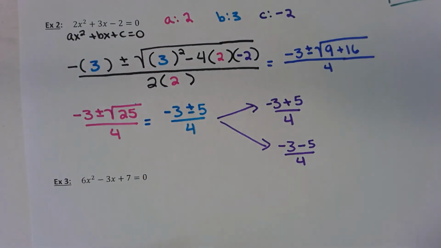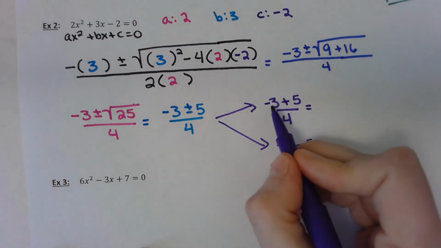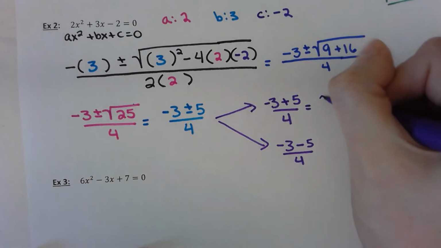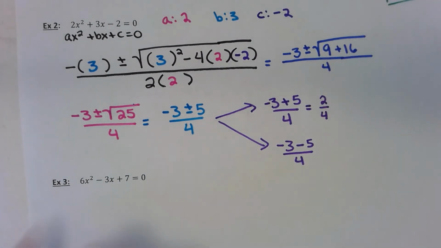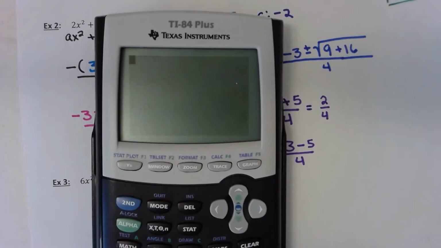Okay, so now if I'm simplifying this, negative 3 plus 5 is positive 2 divided by 4. And if from there you put 2 as your answer, you've got it wrong. This is telling us 2 divided by 4, which, math enter, is 1/2.